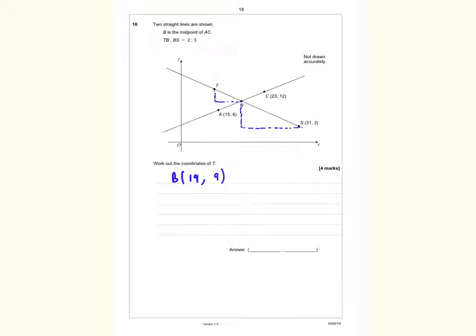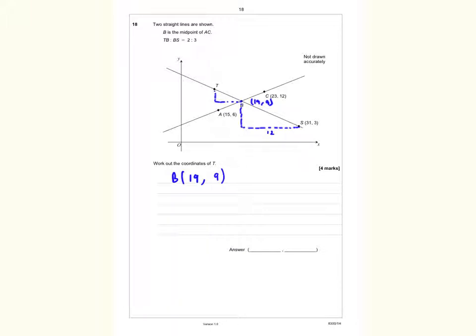I know what the coordinates of B are. It's 19 and 9, okay? Now, I can find the length from here up to there, because the x coordinate of B is 19, so it's coming up to 19 here, and then we need to go up to 31. So from 19 to 31, or 31 take away 19, gives us 12, okay? So we can say this is 12.